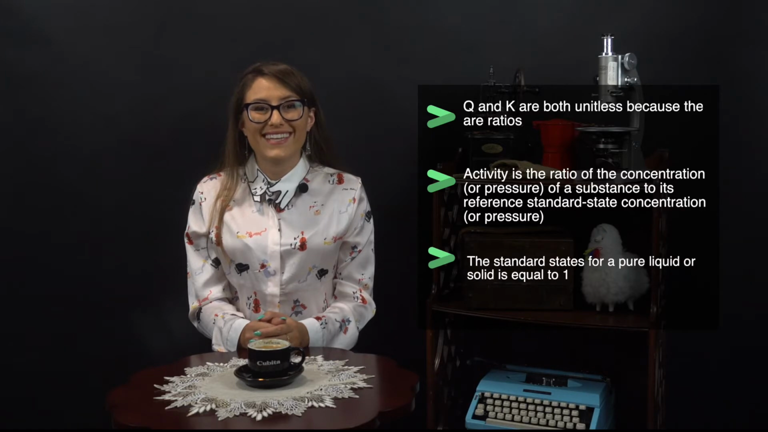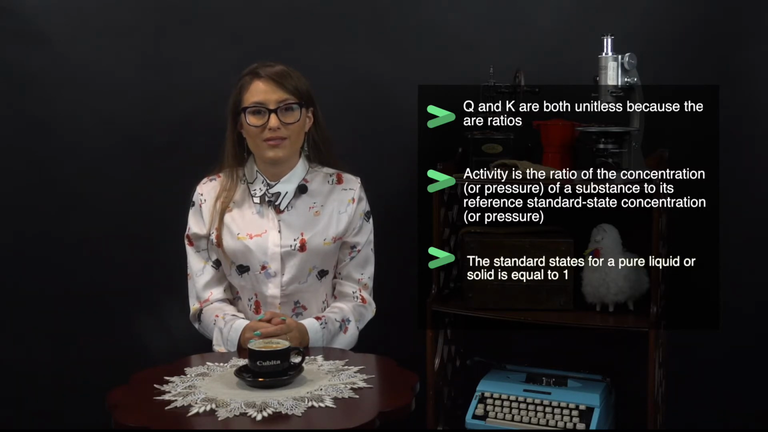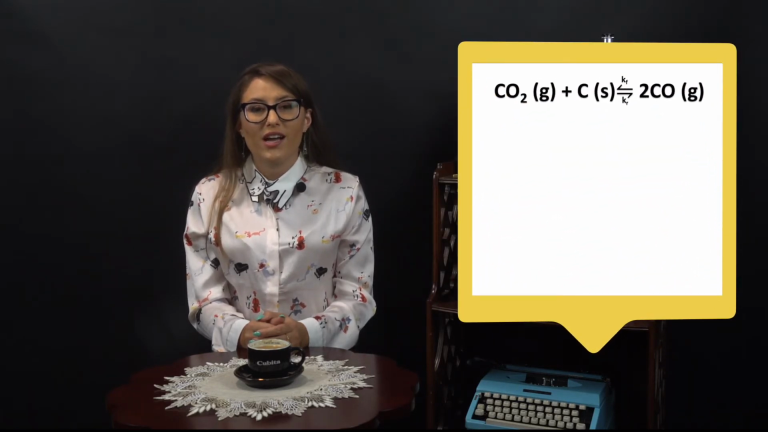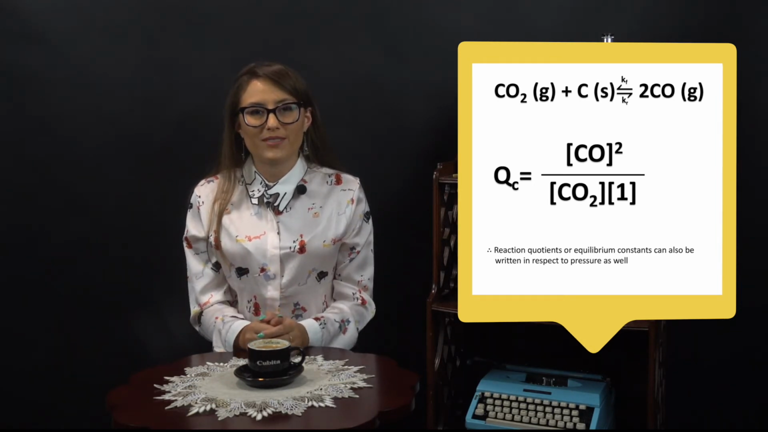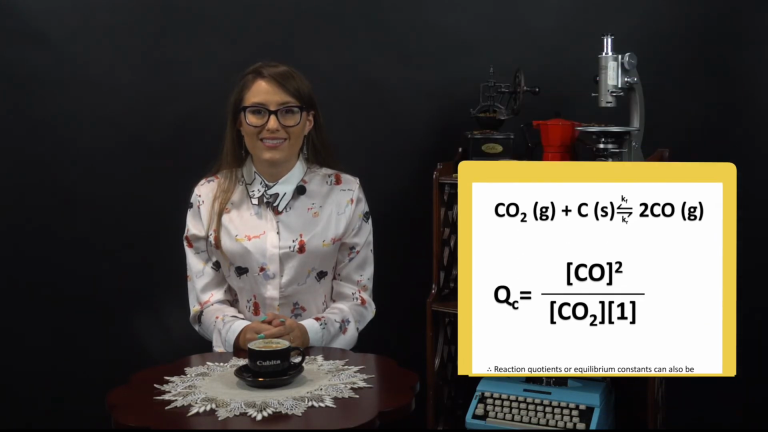For pure substances, the standard state for a liquid or solid is equal to 1. When writing reaction quotients for heterogeneous systems, we are only concerned with a change in concentrations, and that is why we eliminate the terms for pure solids and liquids. For example, if we want to write the reaction quotient for the following reaction of gaseous carbon dioxide reacting with solid carbon to form carbon monoxide, it would be as follows. As you can see from the equation, carbon is a pure solid, so this will have a value of 1. And the reaction quotient will only depend on the concentration of gaseous carbon monoxide and carbon dioxide.